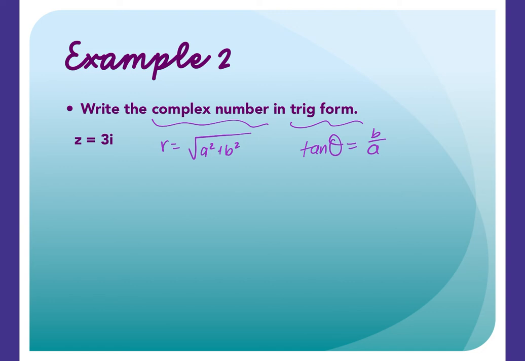What is 3i in coordinate point form, or what is the A of 3i? 0. The B is 3, right? So if I were to write that, it would be 0 plus 3i. The 0 is the real part, which is the A. The 3 is the non-real part, which is the B.